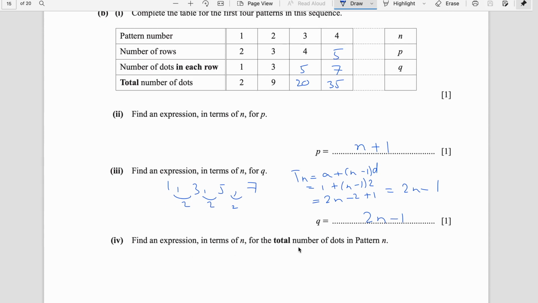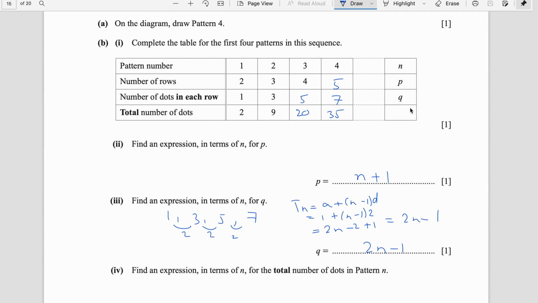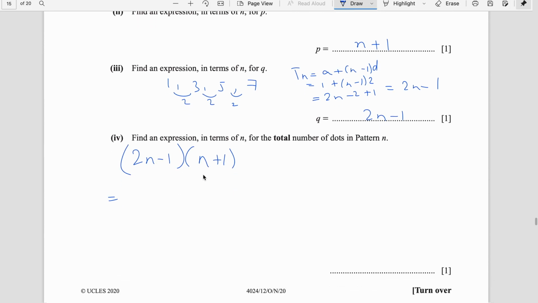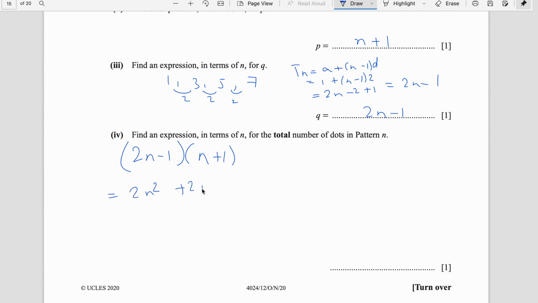Final expression in terms of n for the total number of dots in pattern n. So this is the total number of dots, and just observe 2 times 1 is 2, 3 times 3 is 9, 4 times 5 is 20, 5 times 7 is 35. So these two are being multiplied. So just multiply these two, which is (2n minus 1) times (n plus 1). 2n square plus 2n minus n minus 1, making it 2n square plus n minus 1.